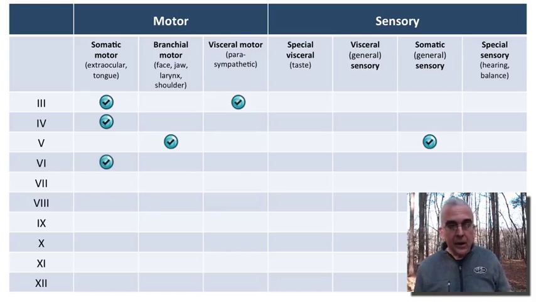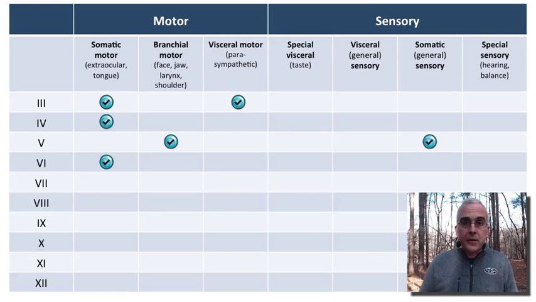Nerve 6, like nerve 4, only provides a single somatic motor output to one muscle in the orbit. And nerve 6 is the abducens nerve, and the muscle it innervates is the lateral rectus, which abducts the eye, moving the eye laterally.